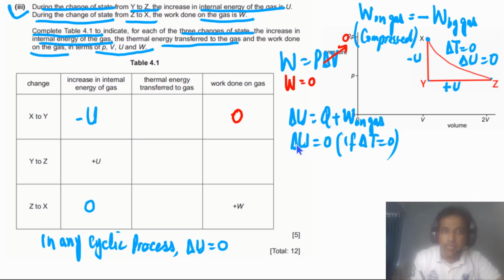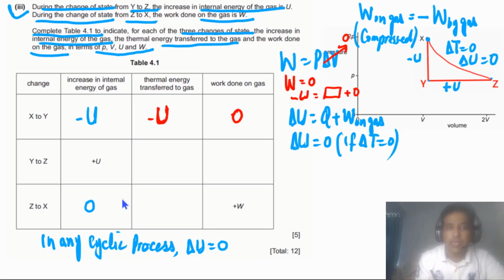So we have delta U equal to minus U, and work done is equal to 0. So how about thermal energy? Here we can write this one: this is delta U. We don't know this one, but we have this one equal to 0. How about thermal energy transfer to the gas? That also has to be negative U. So we can write down here negative U.